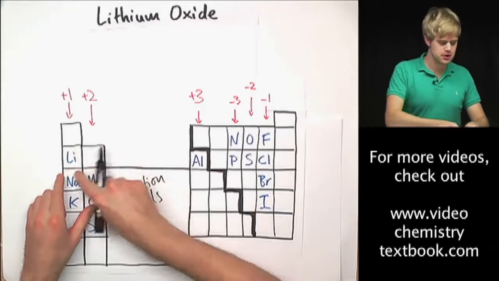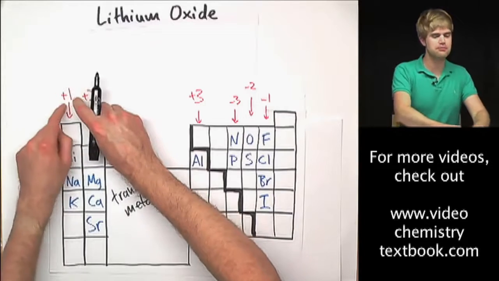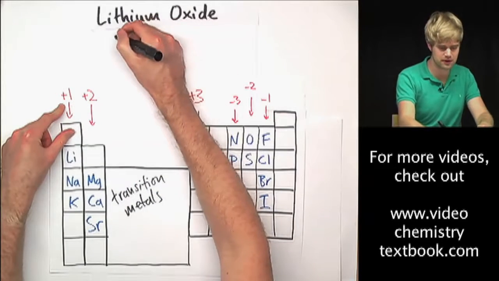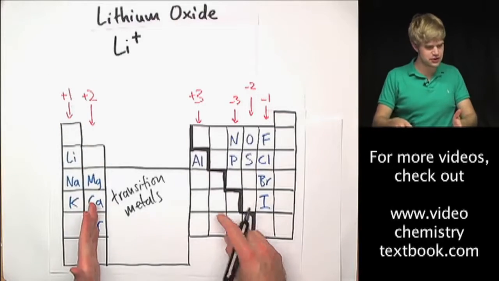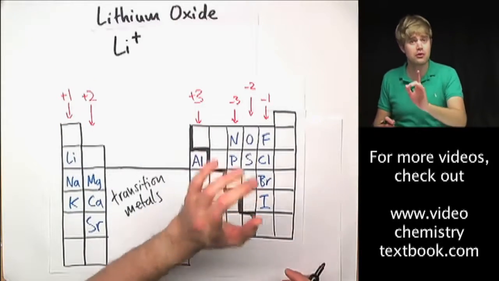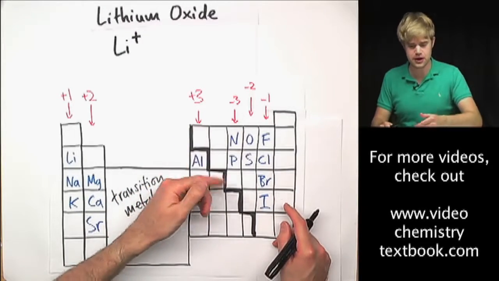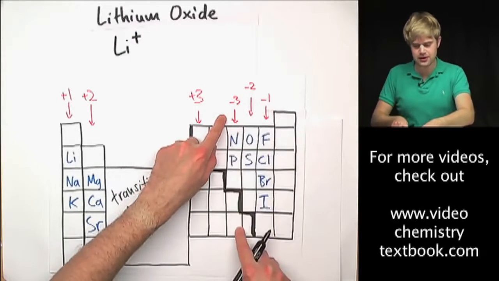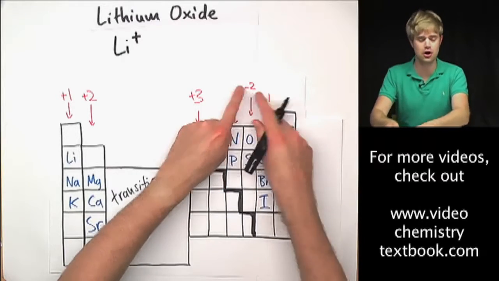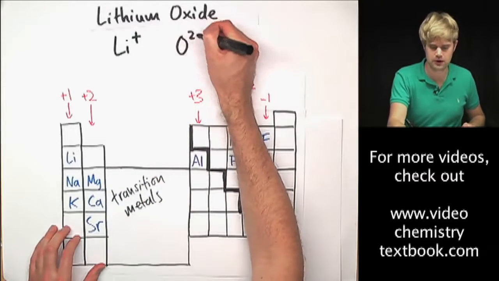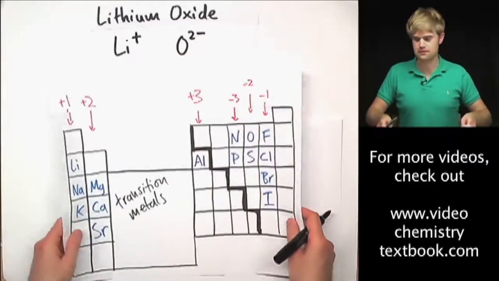Here's what I mean. So lithium lives in this column. Everything in this column has a +1 charge. So I'm going to write this right here, Li 1+. Everything in this column has a 2+ charge, 3+ charge. You might want to write this on your own periodic table that you have for your reference. Everything here has a 3- charge, and oxygen, which lives in this column, has a 2- charge. So I'm going to write it right here. So Li 1+, O 2-.